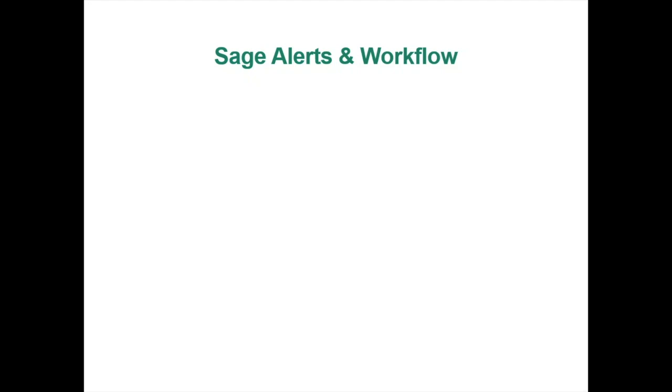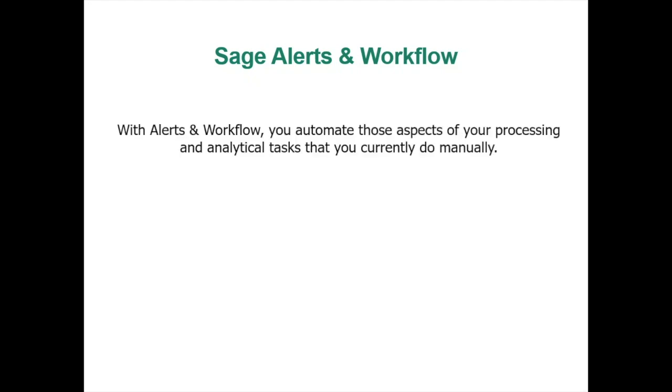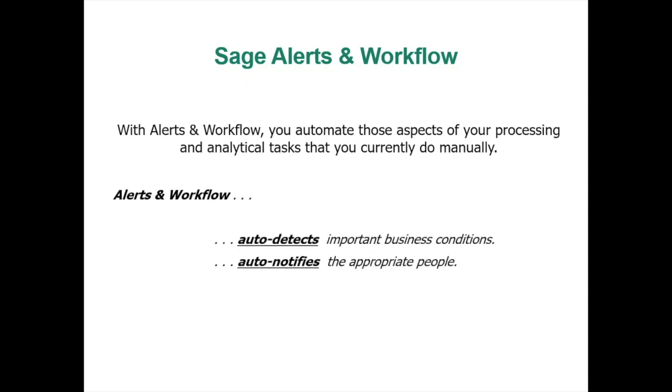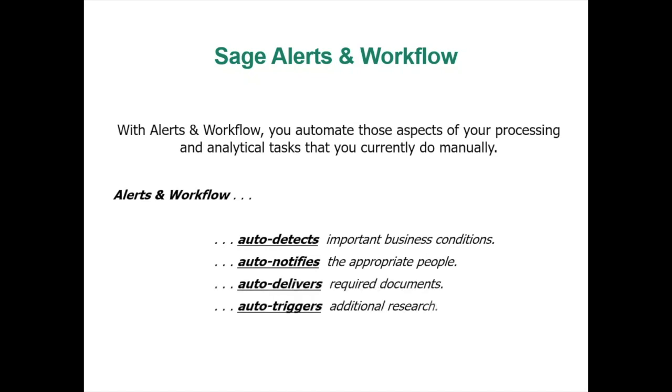And so the way that can be done is through a technology like Sage Alerts and Workflow. What is it that Alerts and Workflow does? Well, it really does 5 things. But the key to each of these is that they all begin with the word auto. Alerts and Workflow automatically monitors your business conditions. It automatically notifies the appropriate people, automatically delivering the appropriate documents to the right people, automatically triggering the appropriate research, and automatically updating your business applications.